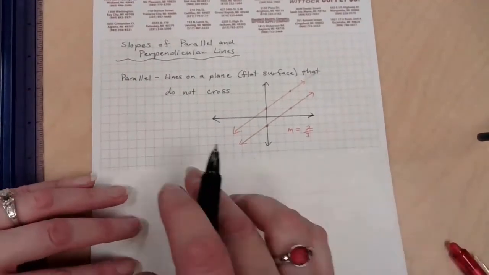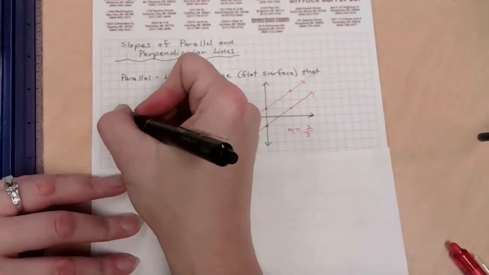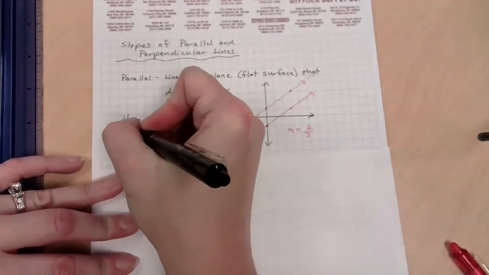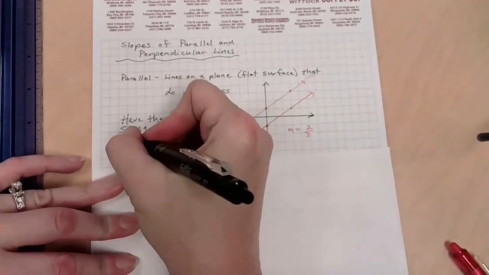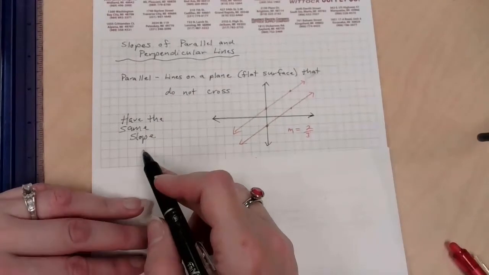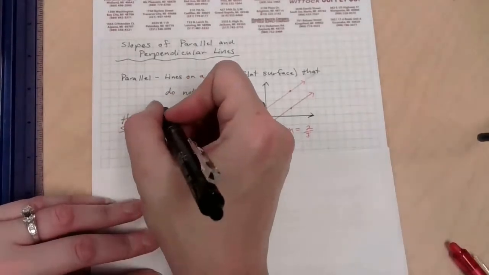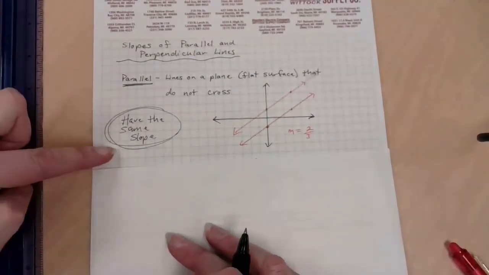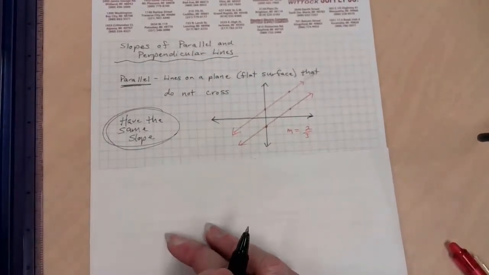All right, so what we are saying here: parallel lines have the same slope. Please be careful, the word slope has an E on the end. Many people write slop because they're sloppy. So same slope, parallel lines right there. Parallel lines have the same slope. This is something that you should know.